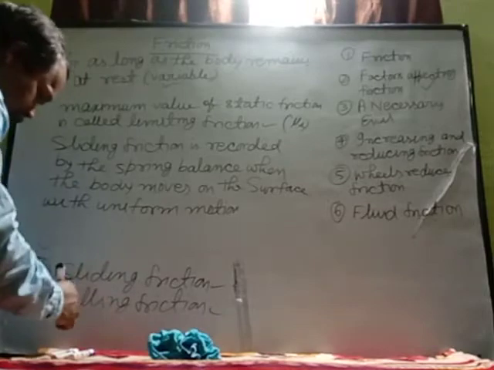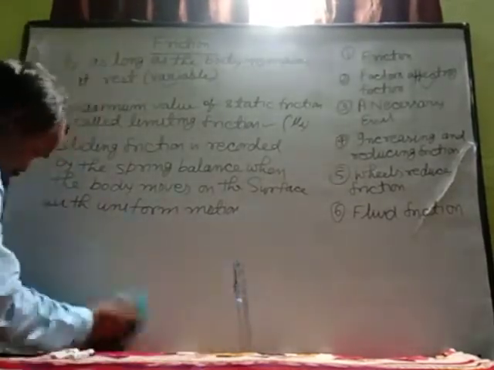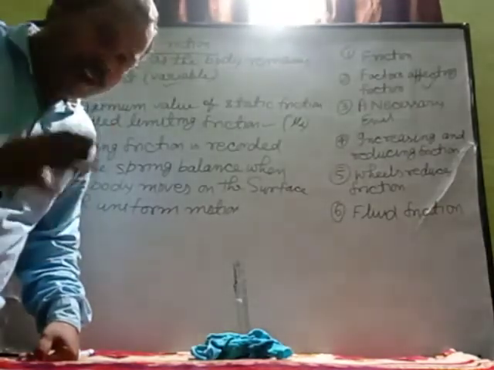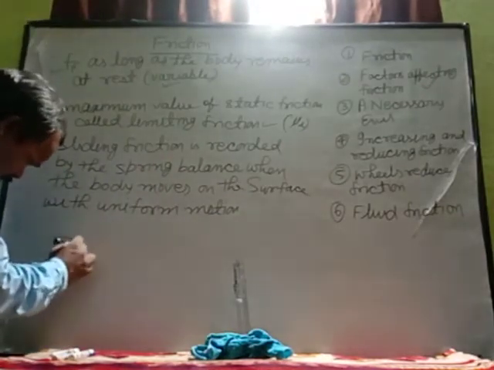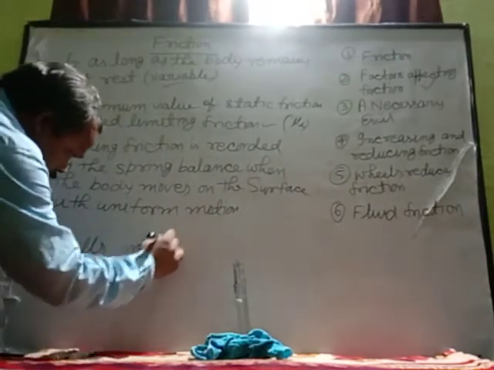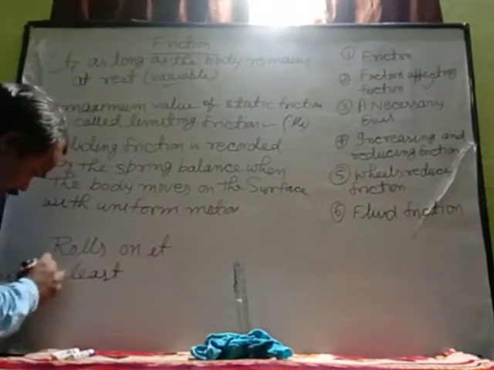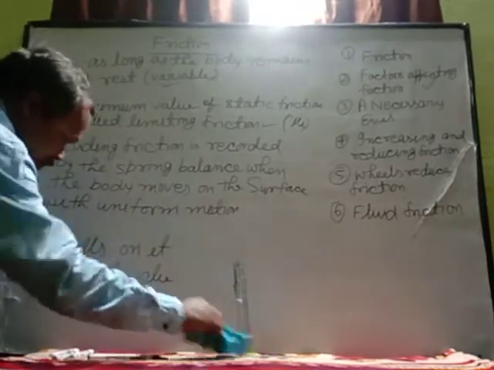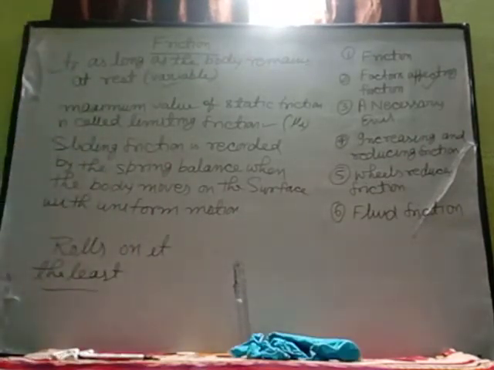Now after that, rolling friction. It is the force of friction offered by the surface on the object when the body rolls on it, and its value is the least value. Clear? Least value. So it is the least value.